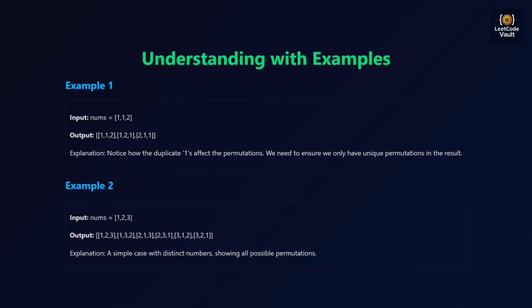The key here is managing duplicates efficiently. This is where our algorithmic thinking will come in handy. We'll need a clever way to avoid generating redundant permutations. In the next scene, we'll look at a naive approach to help us appreciate the elegance of our optimal solution later on.